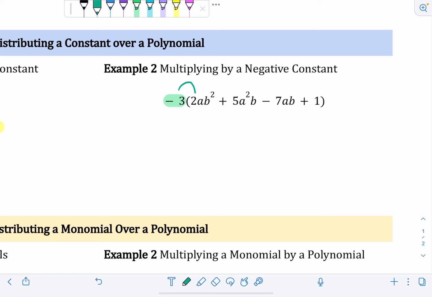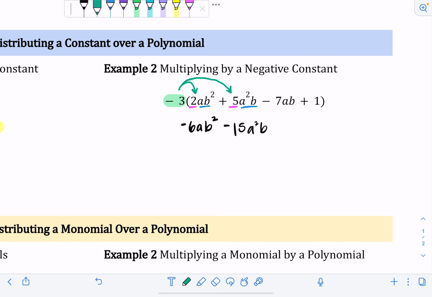So we will do negative 3 times 2ab squared. We just have to multiply the negative 3 by the 2, and everything else will stay the same. The ab squared will stay the same. So negative 3 times 2 is negative 6. Remember, a negative times a positive is negative, and then the ab squared stays exactly the same. And then negative 3 times just the 5. Negative 3 times 5 is negative 15. And then the a squared b stays the same.